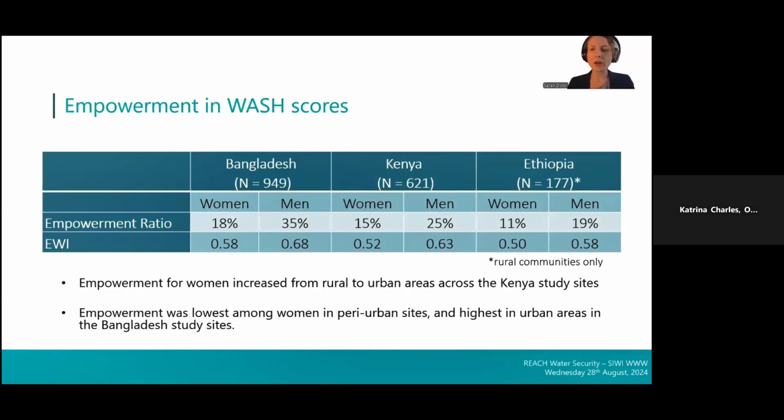So the first finding I want to share is that empowerment does vary greatly between different cultural contexts and geographies. We can see that empowerment scores were higher overall in Bangladesh, followed by Kenya and Ethiopia, although for Ethiopia, we only had rural communities included. There is also a trend that women report lower levels of empowerment compared to men in all 3 sites. There are also some variations between rural, peri-urban, and urban contexts. We see that empowerment increases in the Kenyan site from rural to urban. We see for Bangladesh, for example, that empowerment for women was lowest in peri-urban sites and highest in urban areas.